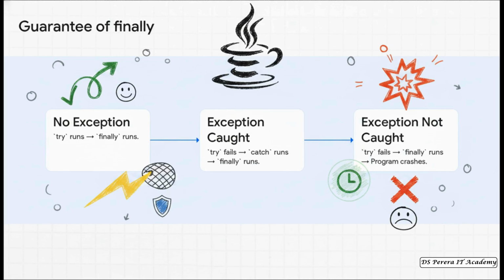And the third, worst case scenario. An exception happens, but we don't have a catch block for it. The program is about to crash. But even then, right before the program dies, Java makes sure that the finally block gets to run one last time. It's a really important safety feature.